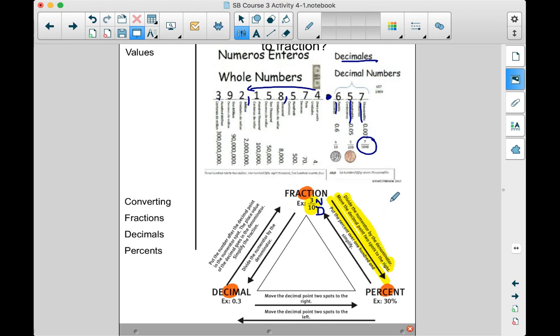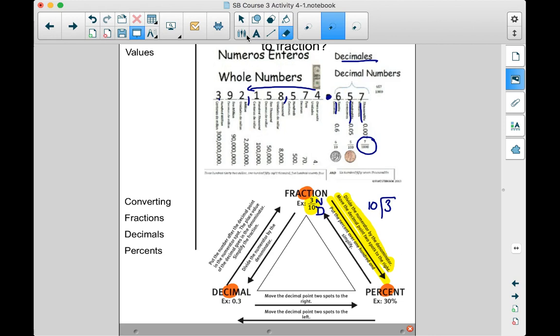So if I divide my numerator, so I do 3 divided by 10, and you should be doing this as I'm going through this too. So 3 divided by 10, I can't do that. I can't have 3 and make a group of 10 out of it. It doesn't work that way.